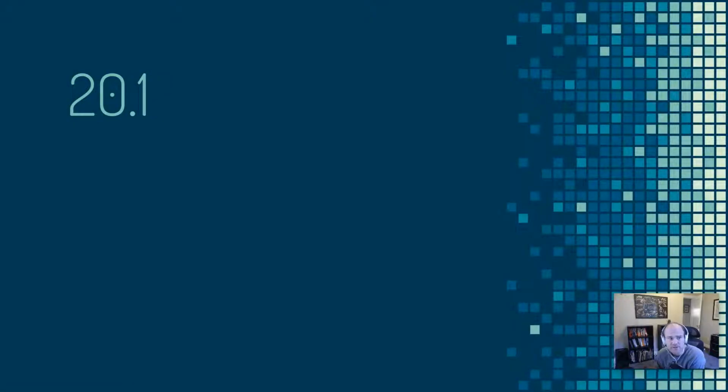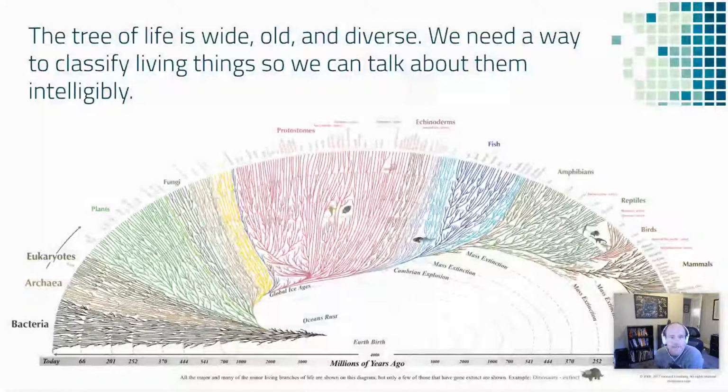So we're going to start off here with 20.1. And as we know, the tree of life is very wide, very old, and very diverse. And so we need to be able to classify them in order to understand which species are different, but also to understand the evolutionary history and map out the origin of each individual species.